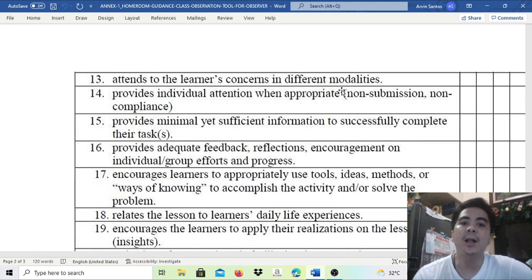Then, provides minimal yet sufficient information to successfully complete their task. So, you give some supporting materials or additional video instructions that can make them learn the lesson efficiently and effectively. Number 16, you provide adequate feedback, reflections, encouragement, on individual and group efforts and progress. So, if you provide them good feedback and encourage them to study well, so kasama yun dyan. It can be in the form of notes, when you have your online kamustahan, so pwede yan doon.